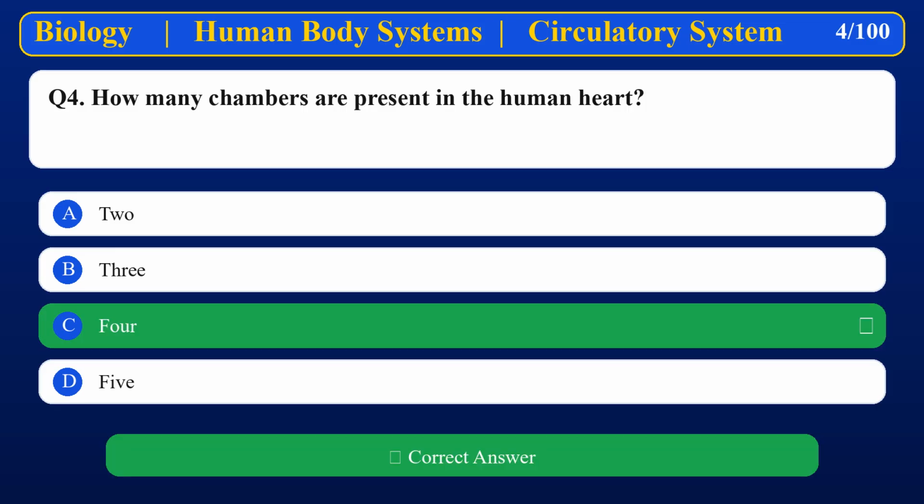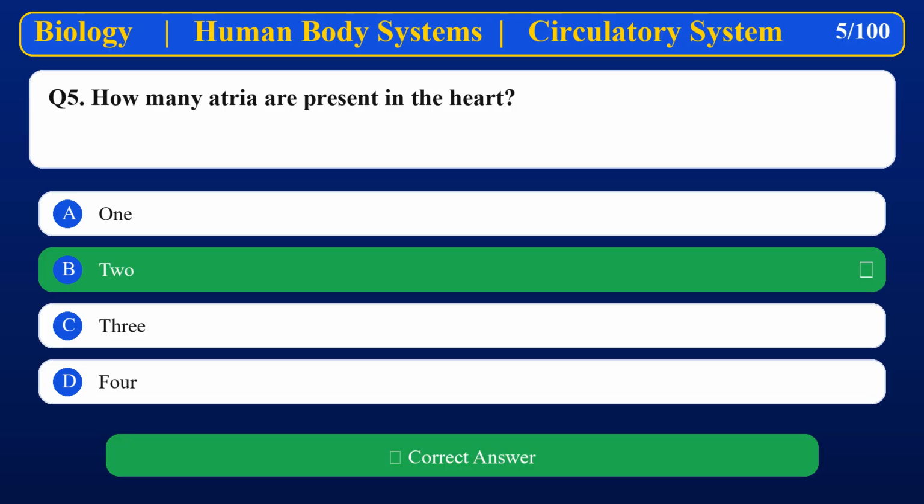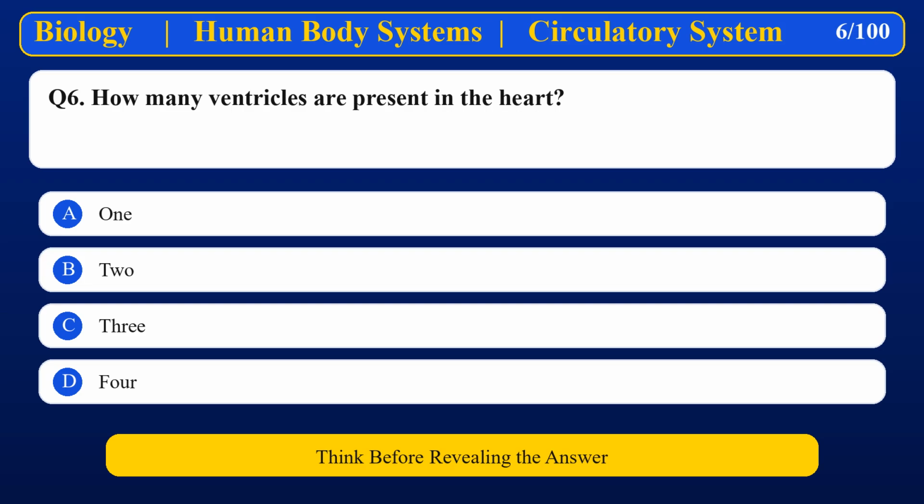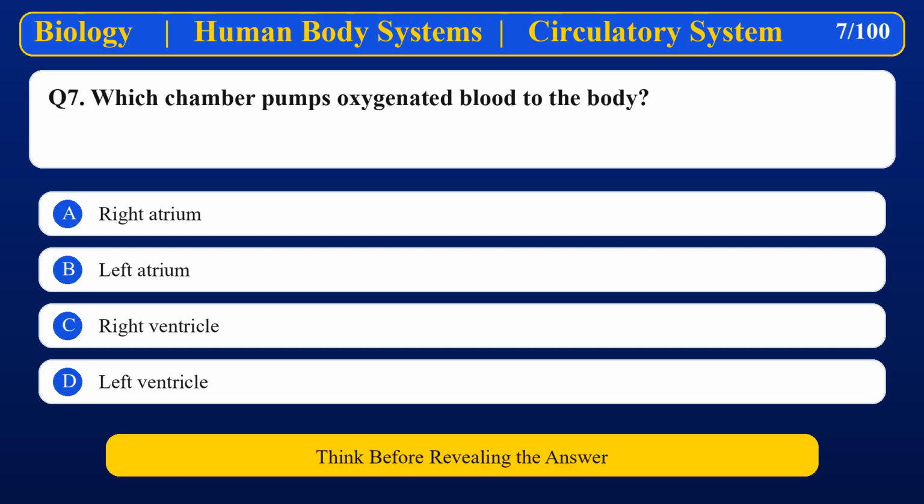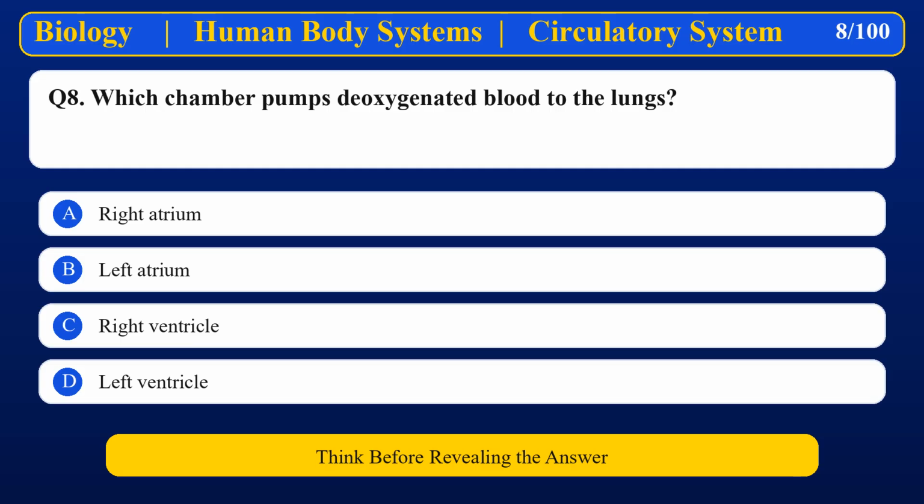4. How many atria are present in the heart? 2. How many ventricles are present in the heart? 2. Which chamber pumps oxygenated blood to the body? Left ventricle. Which chamber pumps deoxygenated blood to the lungs?